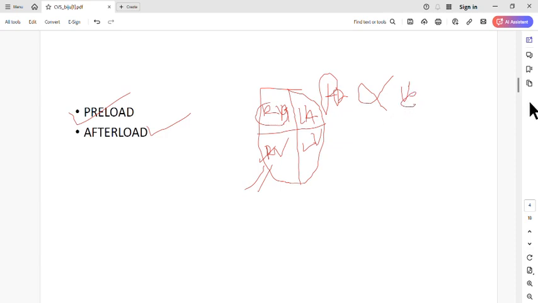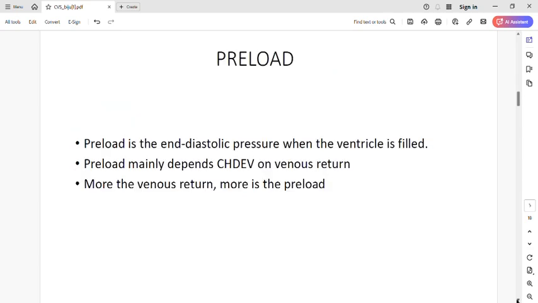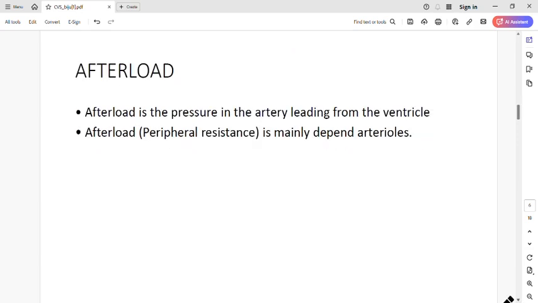The next one is afterload. Afterload depends upon the aorta. When the left ventricle pumps the blood, the afterload depends on the lumen of the aorta. Then we start heart failure. Previously we discussed preload, where we must understand venous return, and we also discussed afterload, which mainly depends upon the arteries or aorta.